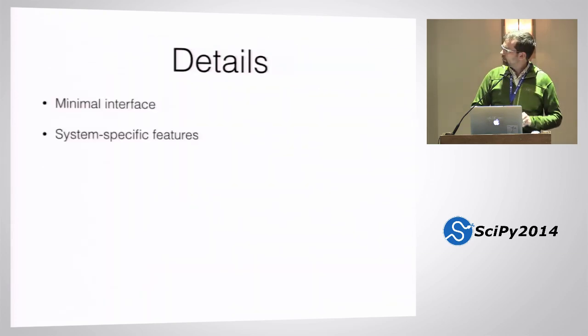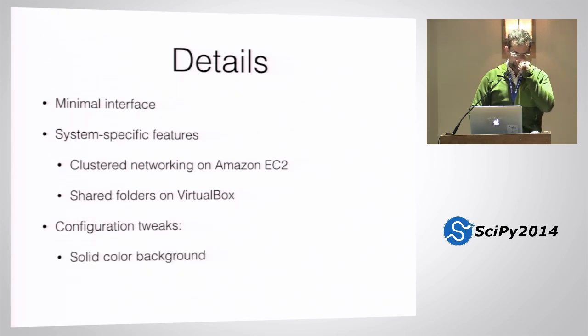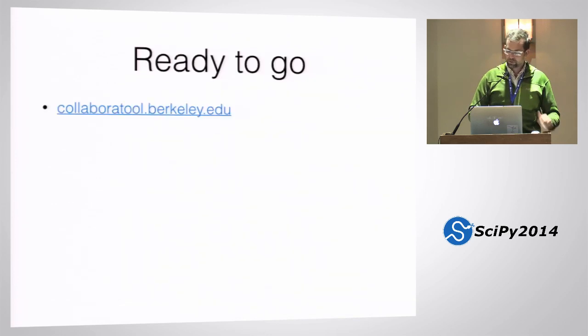And I'll skip through some of this. You can run it on Amazon or on VirtualBox. Packer makes it easy to build for just about anything. And simple things like there are these tweaks that you wouldn't do if you're just building a one-off VM, but having a little bit of institutional investment, we make it a solid color background so it's more efficient over a network. Right? We configure spaces for tabs and little things like that just to avoid hiccups. So this is ready to go.